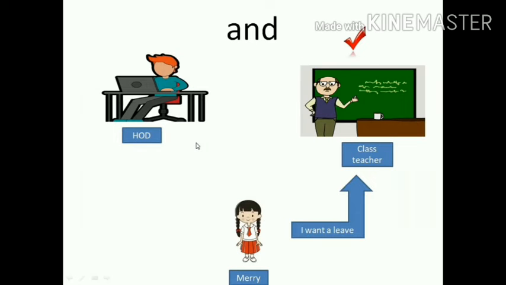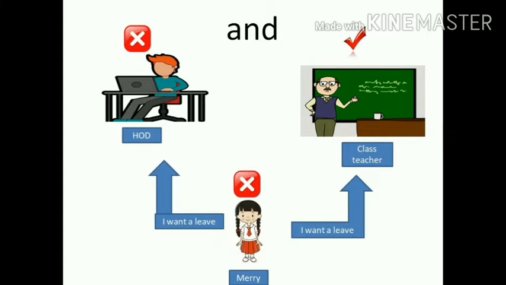Let's say there is a school or a college, and there is a student named Mary. She went to her class teacher saying she wants to leave for some XYZ reason. Class teacher granted her a leave. Then she went to her HOD saying I want to leave, and HOD said no. So one statement is true and one statement is false. So she ended up not getting a leave because the AND statement says the resultant will be true only if both the statements are true.